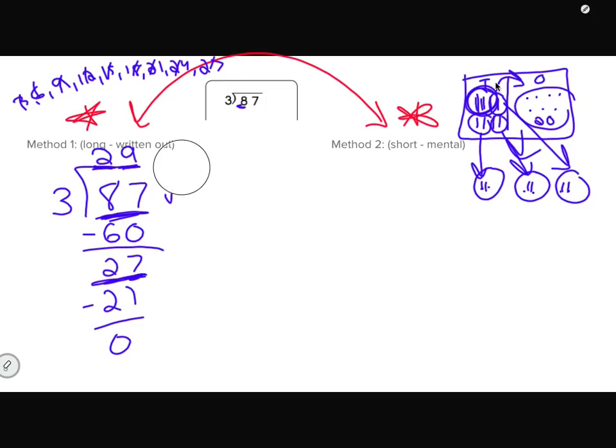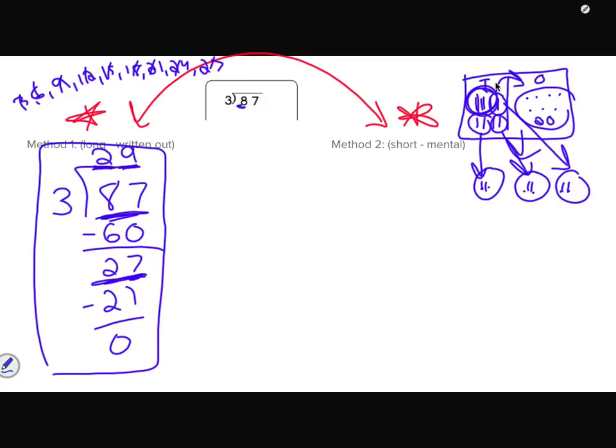Now I'm hoping that this way, as you can see, the reason we call it the long written out way is because you can see all of my thinking going down the problem as I'm obviously subtracting. The reason we subtract in division is because division is repeated subtraction. Now, that was method 1. If that makes sense to you and you're on board, then stick with that and go with what makes sense.